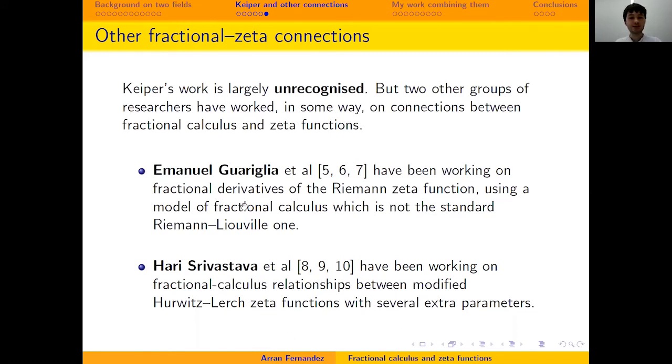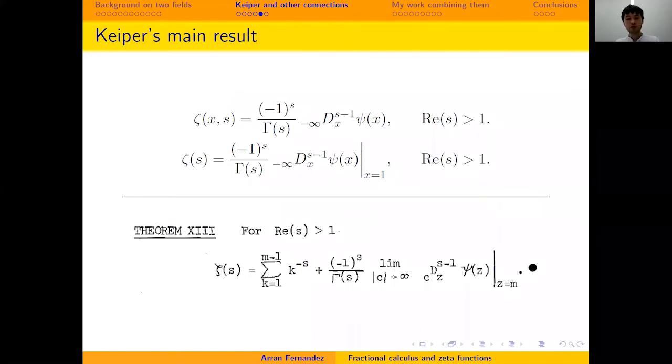We have the Italian group, Emanuele Guariglia and a couple of others working with Carlo Cattani in some of these papers. They have been working on fractional derivatives of the Riemann zeta function. They didn't use Riemann, they used a different model of fractional calculus. But the comment I would make here is that Kuiper wrote the Riemann zeta function as a fractional derivative. So the connection sort of emerges naturally.